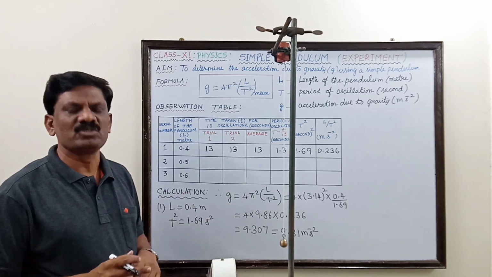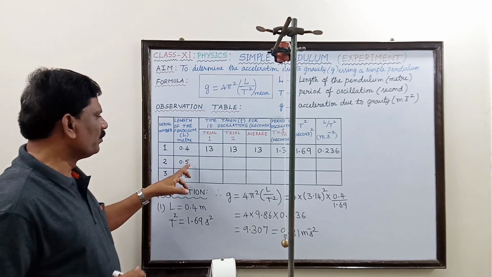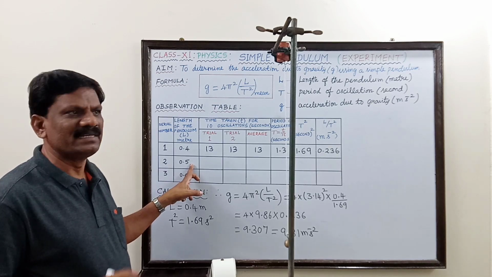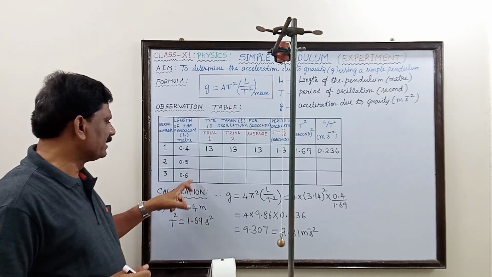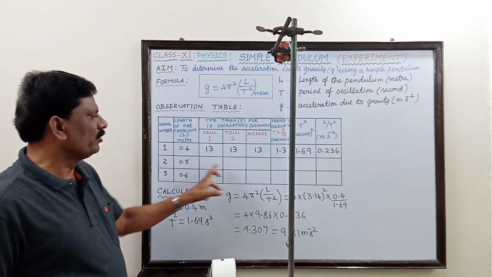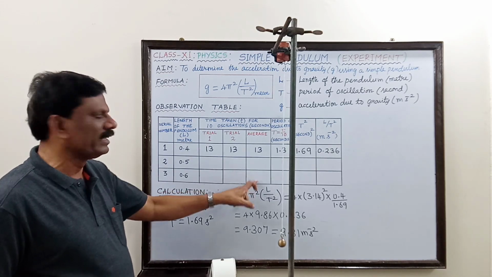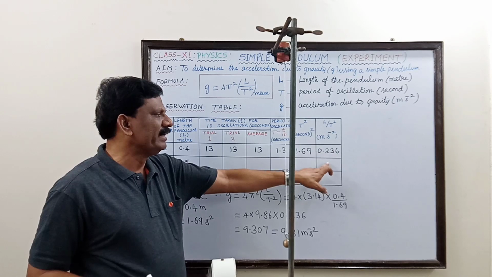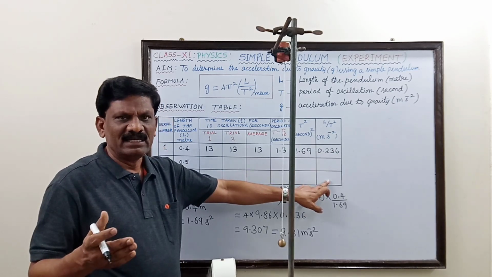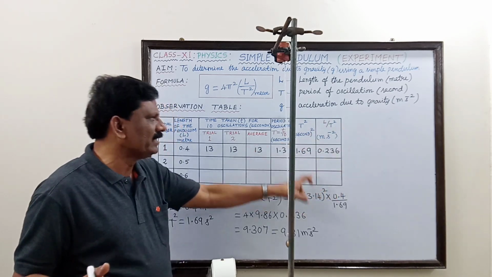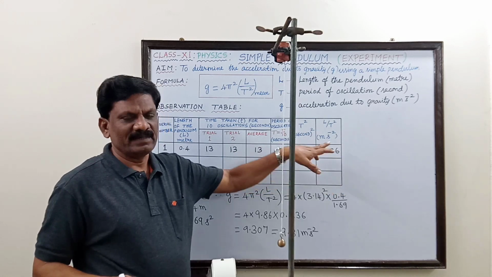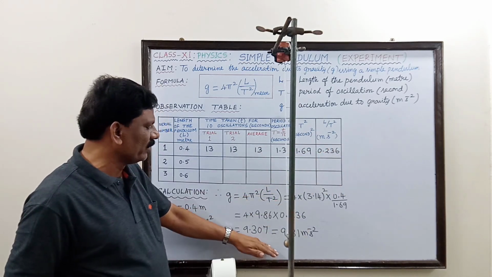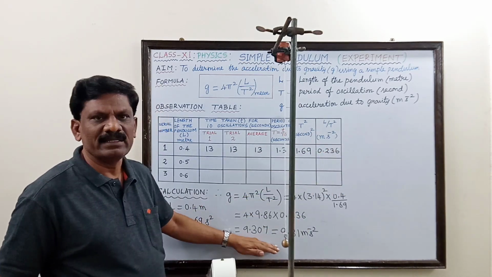Actually you are supposed to do what? You have to proceed for the next length, 0.5 centimeter, okay? Then 0.6 centimeter. Then for them you have to take trial 1, trial 2 like that, okay? And finally you will have to fill up the column L by T square for a different length. So then you have to find the average value of L by T square. Okay, this is the first calculation, only one I have done here.